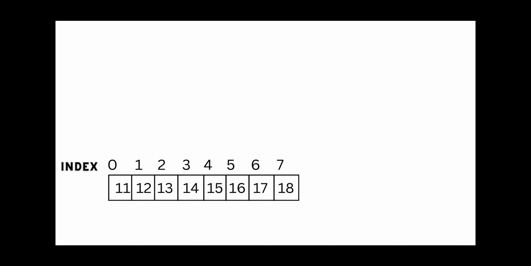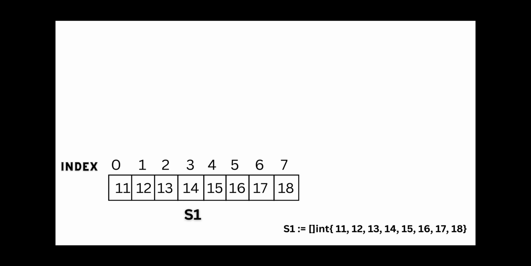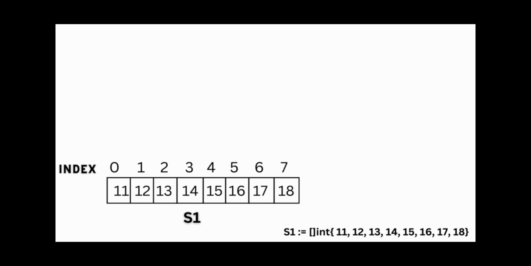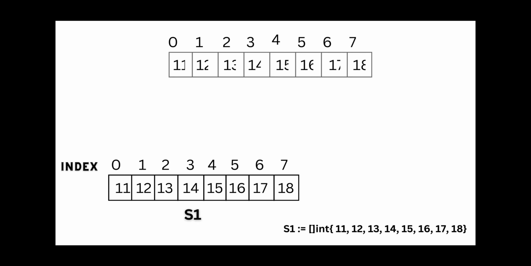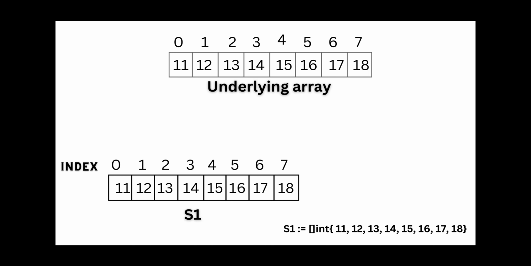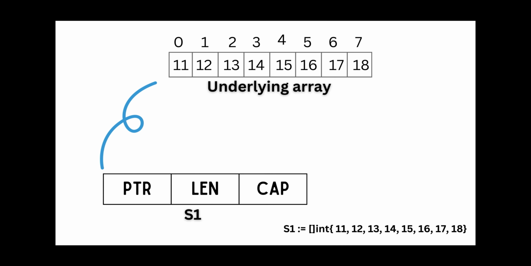Let's say we have a slice S1 which has items like 11, 12, 13, 14 till 17, and we have index starting from 0. As we already know, a slice will have an underlying array in it. This is how an underlying array looks like, which has similar items in it. So S1, instead of having items, will hold something else, that is pointer, length and capacity. A pointer to an underlying array that holds the slice elements, a length that represents the number of elements in the slice, whereas a capacity represents the maximum number of elements that the underlying array can hold.